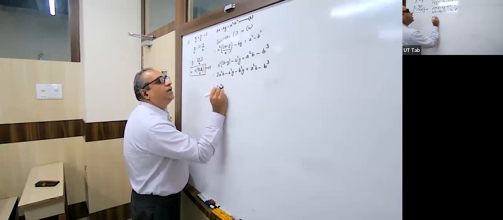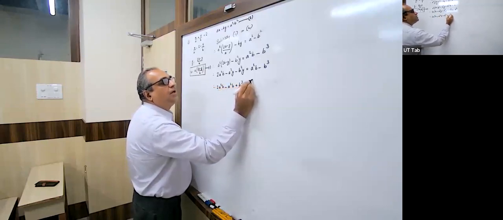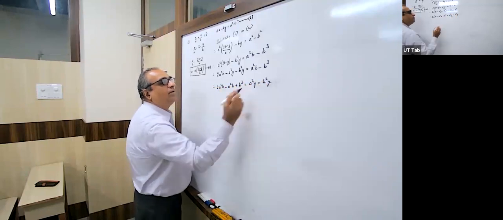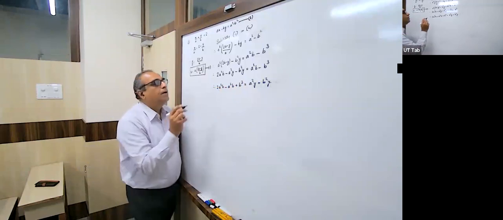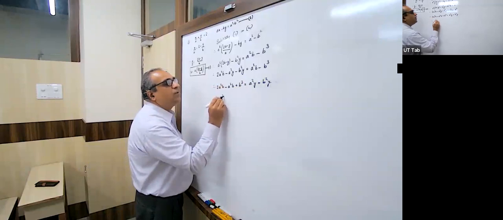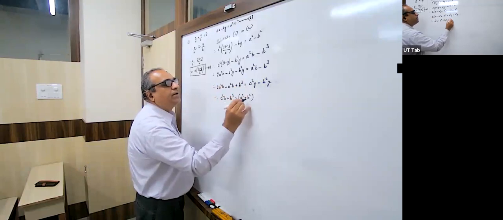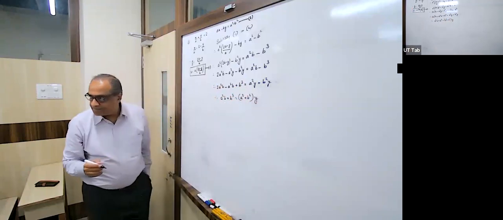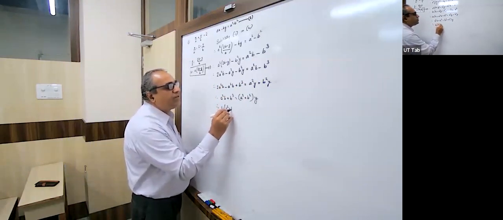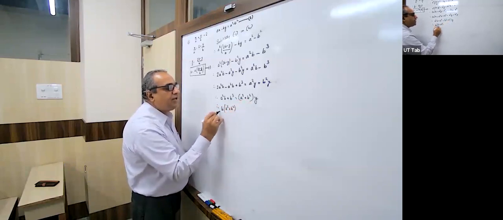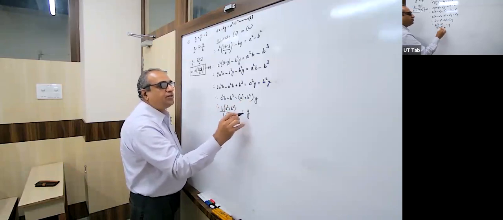2a squared b minus a squared b plus b cubed is a squared y plus b squared y. 2a squared b minus a squared b is a squared b, plus b cubed is a squared plus b squared, y common. b common, a squared plus b squared. इसको नीचे लेगा. ठीक है बच्चों?